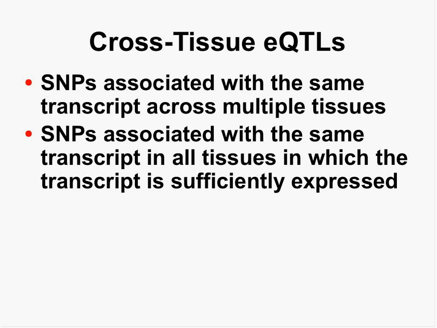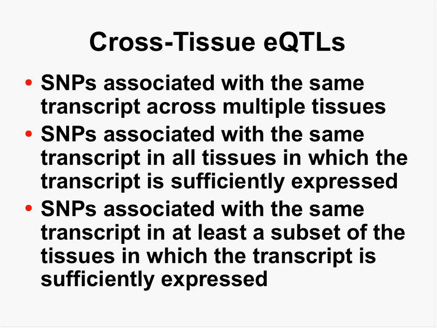SNPs associated with the same transcript in all tissues in which the transcript is sufficiently expressed. So that's an even more stringent definition. SNPs associated with the same transcript in at least a subset of the tissues in which the transcript is sufficiently expressed. So any of these would, of course, be valid definitions, and these different definitions are intended to alert you to the fact that we really do see these different kinds of patterns in real data emerging from GTEx even today.